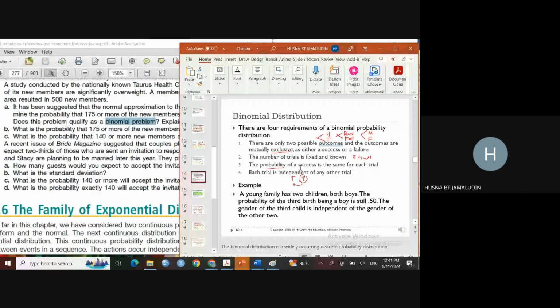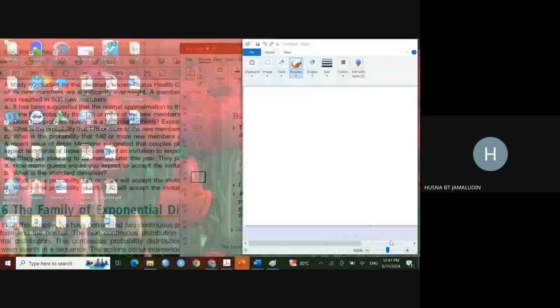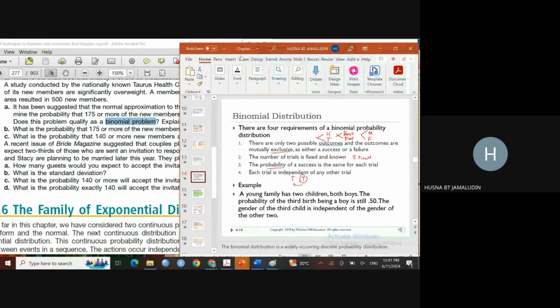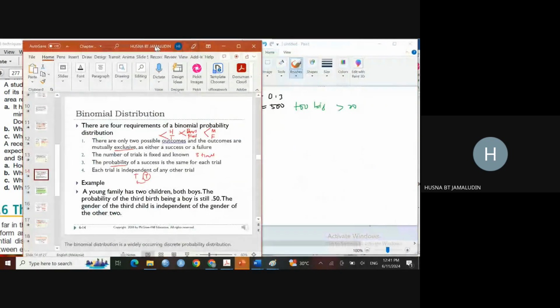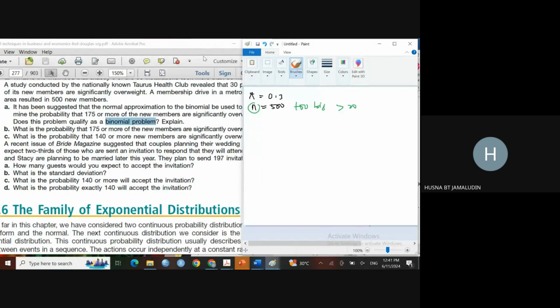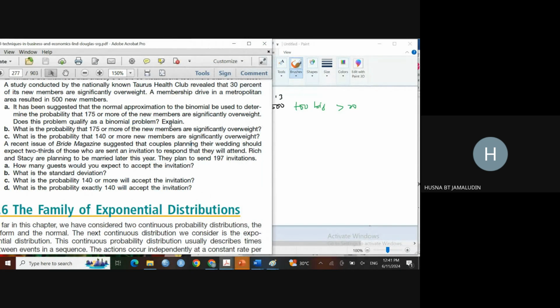The probability of success is the same. What is the probability of success? They give it to you, your pi is 30%. Number 4, each trial is independent of any other trial. Of course, the pi will be independent. Okay, that's it, mention that. Basically, you just mention the requirements of binomial.